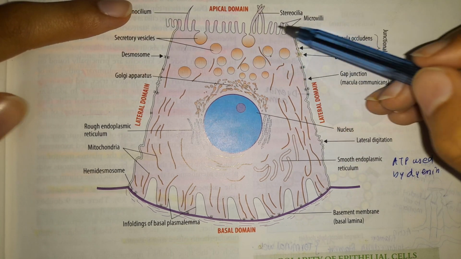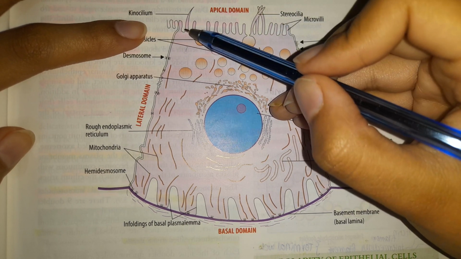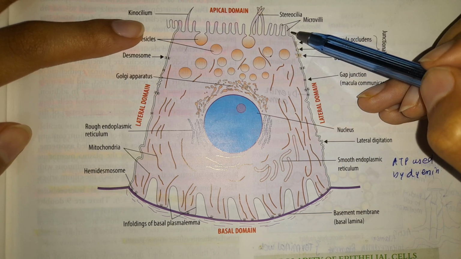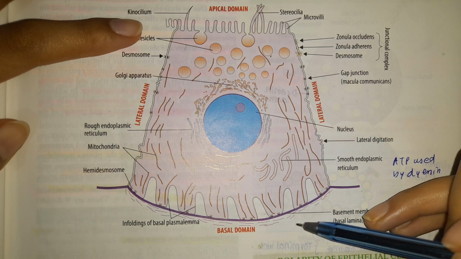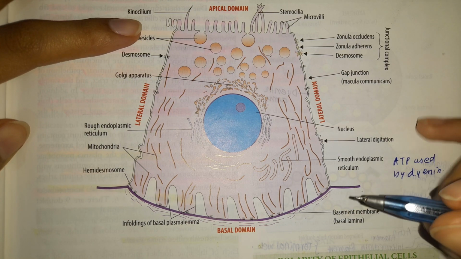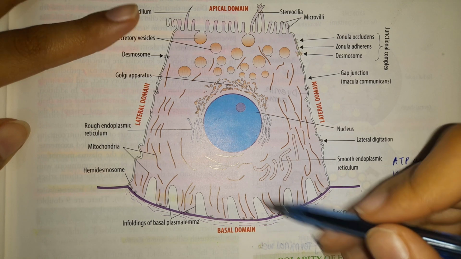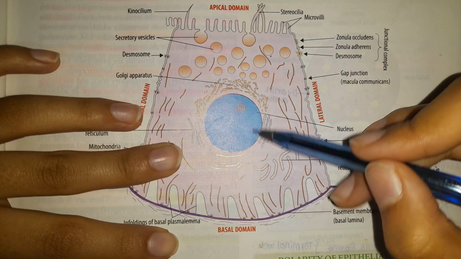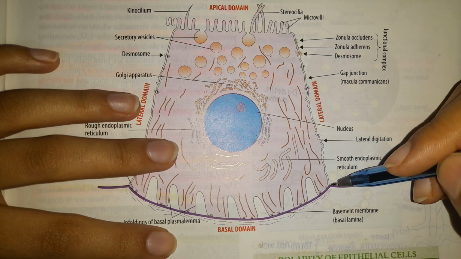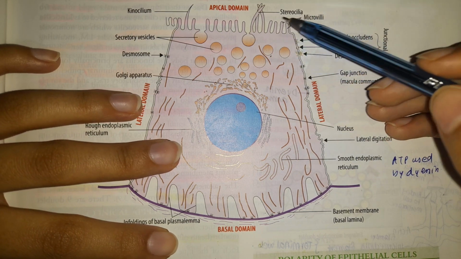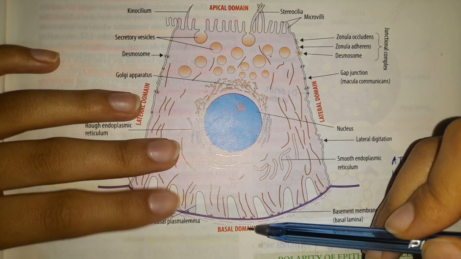Above it, we have an apical domain, which has stereocilia, the non-motile ones, kinocilia, the motile ones, and microvilli. On the basal side, we have a basement membrane, and beneath the basement membrane, we have the basal lamina. Also, there are infoldings of the cell at the area of the basement membrane. The cell has a nucleus and all the other organelles on the inside. The lateral side has junctions, the apical side has cilia or microvilli, and the basal side has the basement membrane and connective tissue, etc.